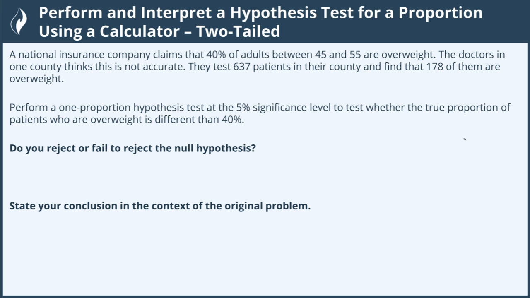So because our p-value is basically 0, our p is less than our alpha. P is less than 0.05, which means that the null hypothesis is rejected. So we reject that they are equal. And that means that the true proportion of patients who are overweight is different than 40% based on a 5% significance level.